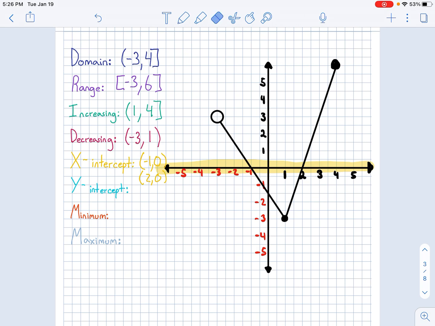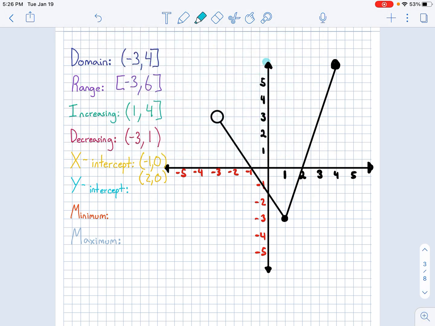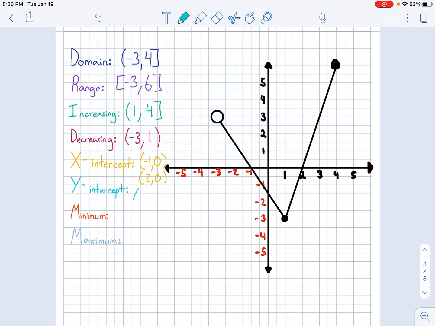Okay, our y-intercept is going to be where it touches your y-axis. So right here. And it looks like -1.5. So that's going to be 0, -1.5. The reason it's going to be 0 first is because you always do x, then y.